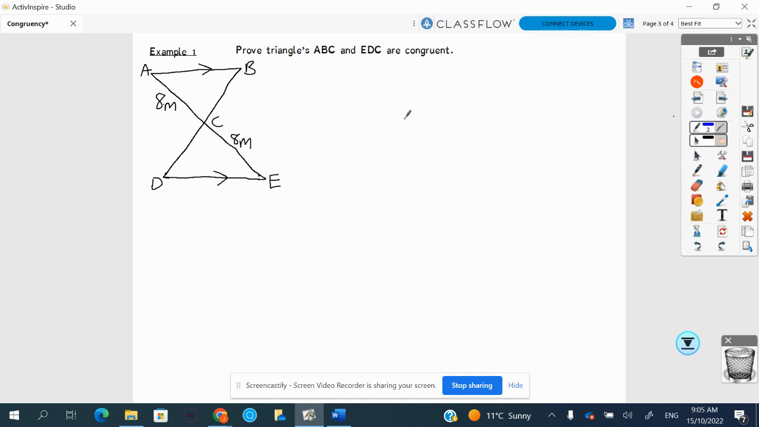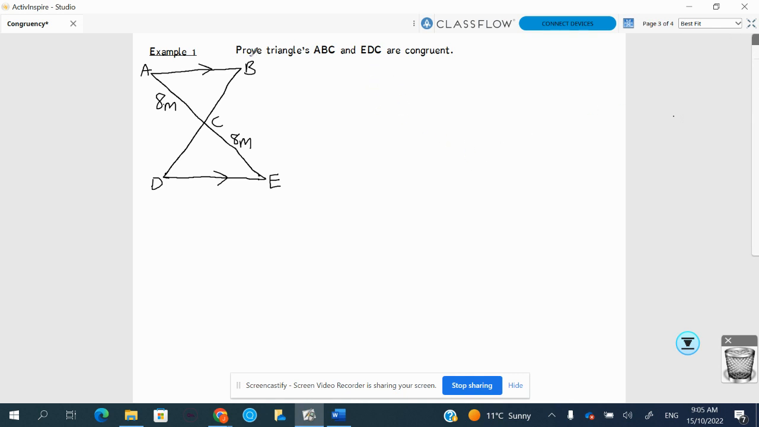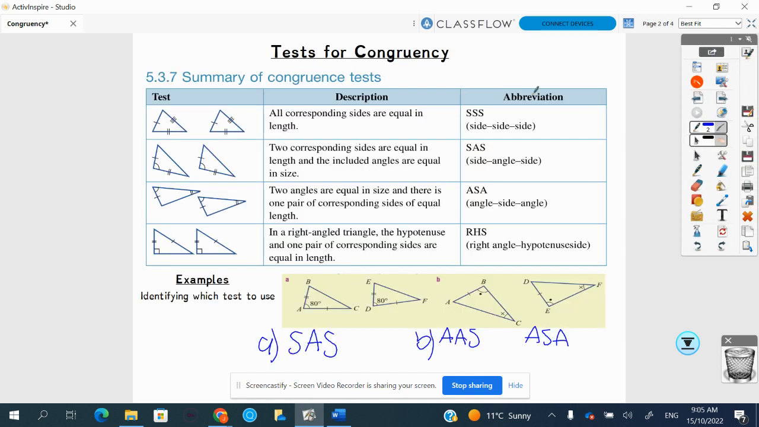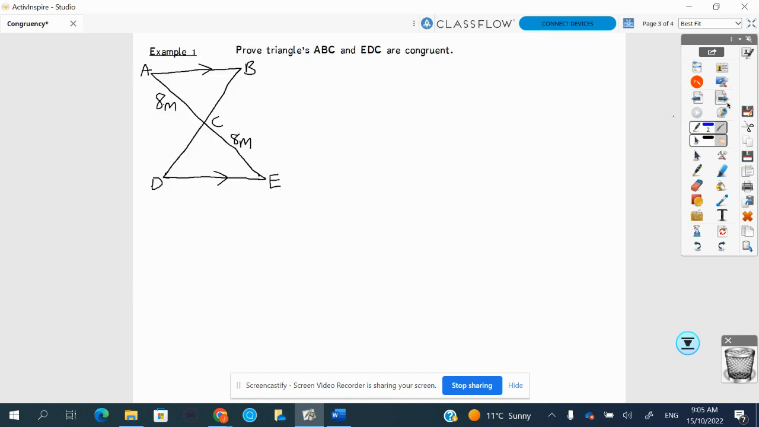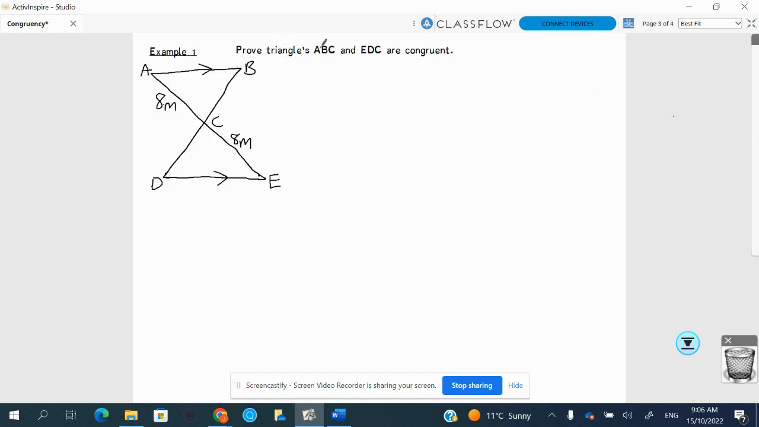All right, let's have a go at a full example of a proof. Proving triangles are congruent, it's not enough to just say that they're congruent using one of these four descriptions. You need to show how you know each statement. It could be given, like the ones down here, so they've given us enough information, or you may need to give another reason. So, prove triangles ABC and EDC are congruent.